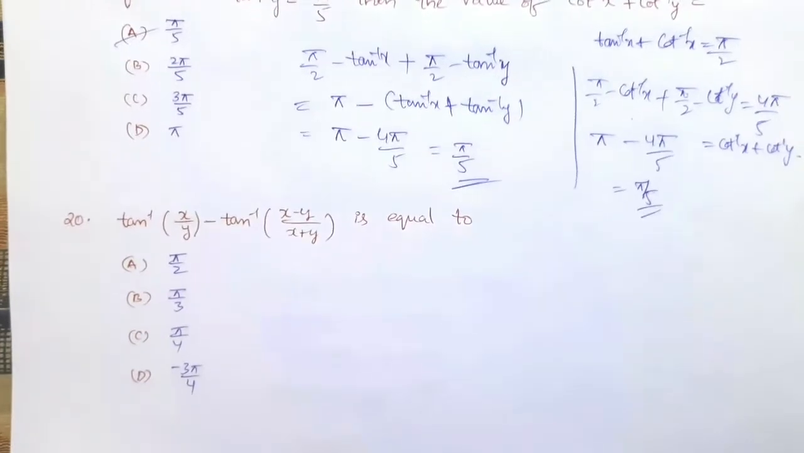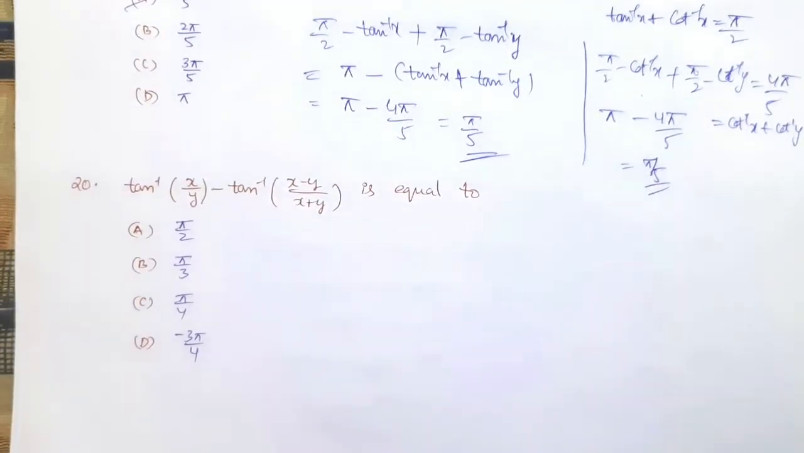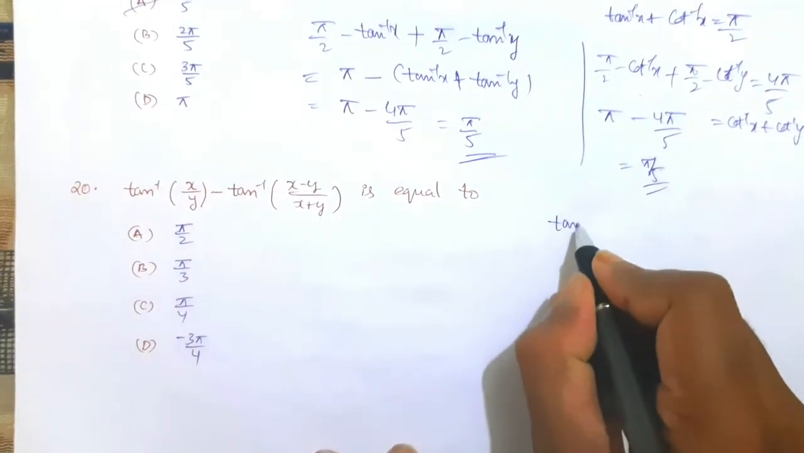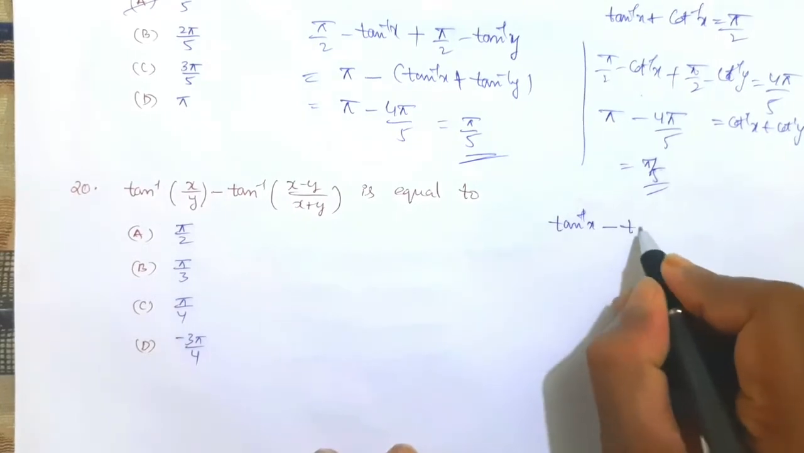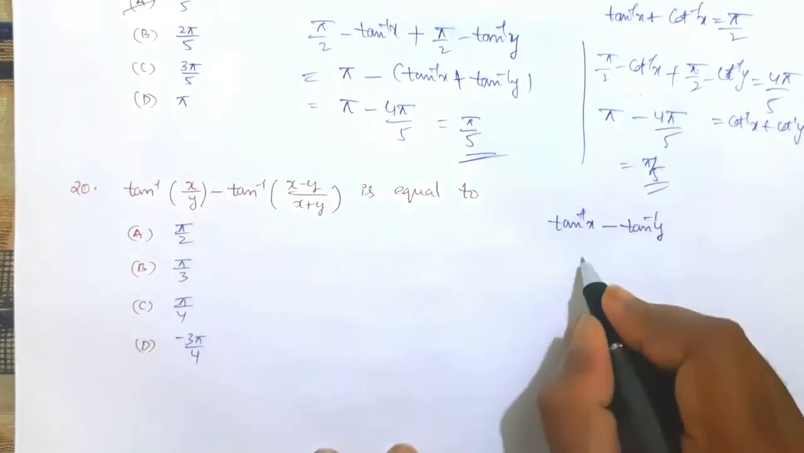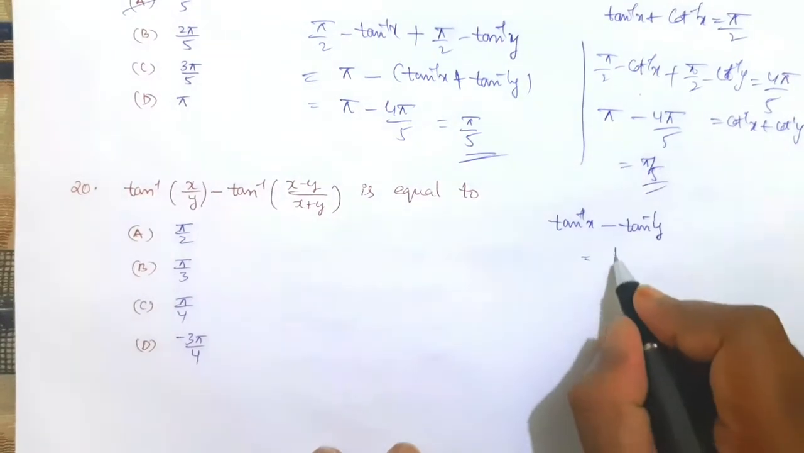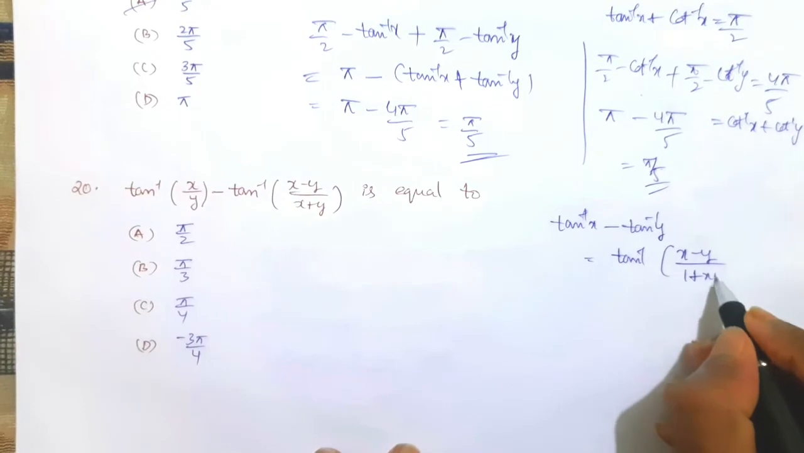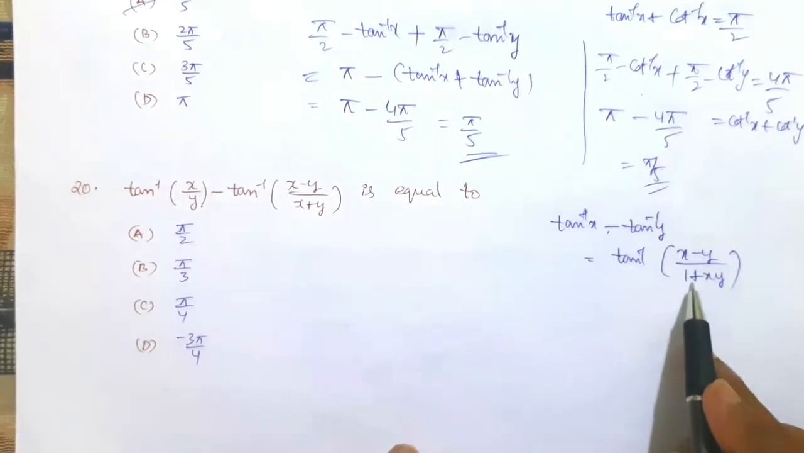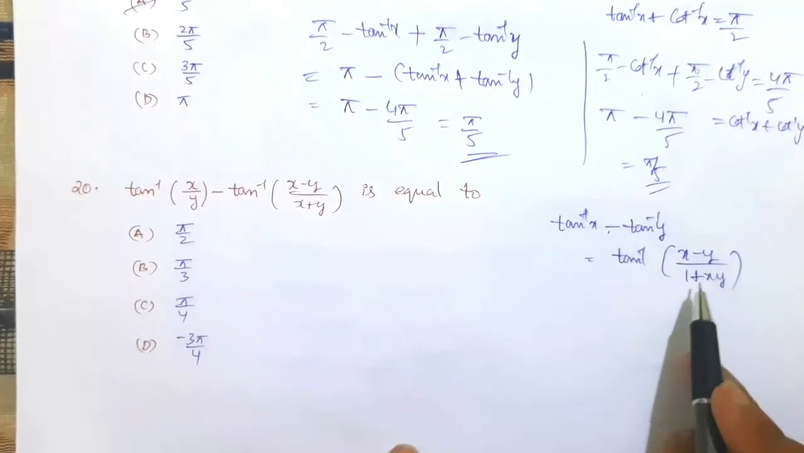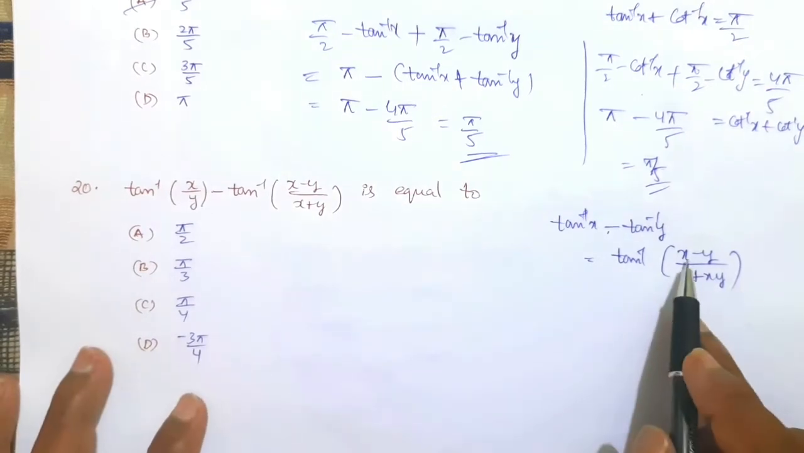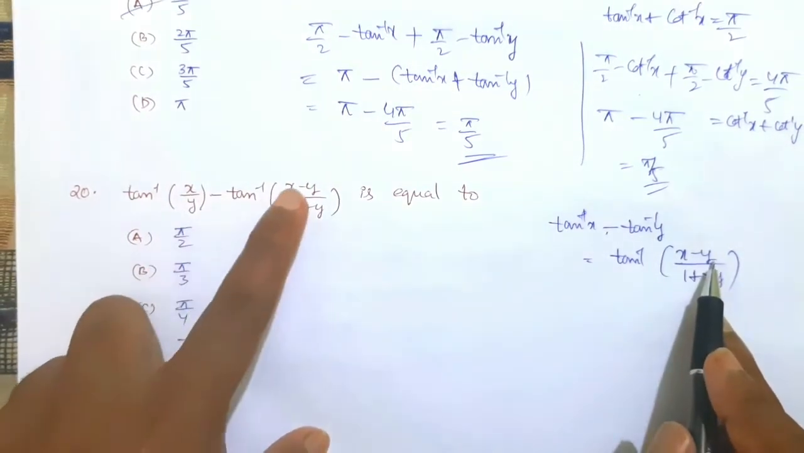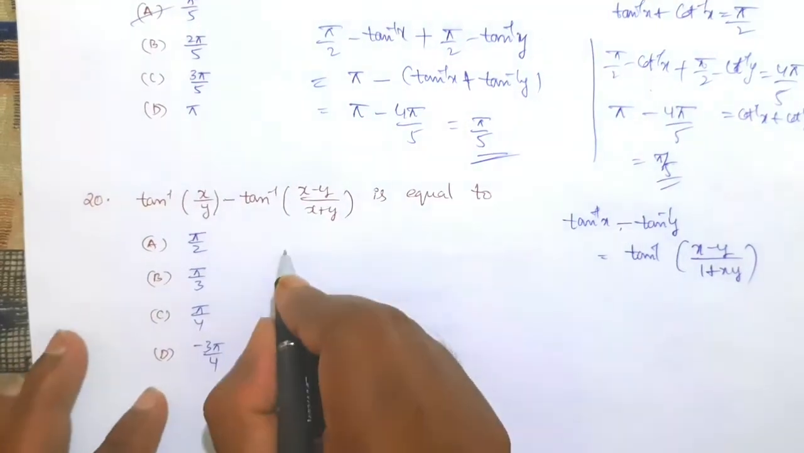Next question. Tan inverse of x by y minus tan inverse of x minus y by x plus y. See, if you observe, this is in the direct formula, which is tan inverse x minus tan inverse y. So the tan inverse x minus tan inverse y formula is tan inverse of x minus y by 1 plus xy. Let us substitute here x as x by y, and y as x minus y by x plus y.